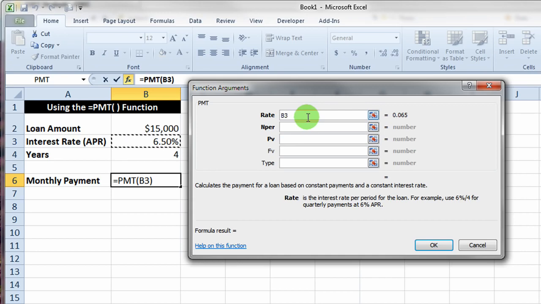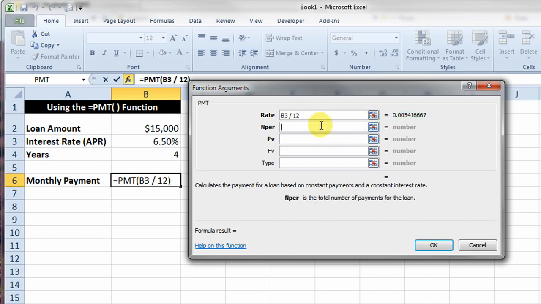So to convert that yearly interest rate to a monthly interest rate, of course, I'd have to divide that by 12, the number of months in a year. And it shows me then the number over here, which is much smaller than 6.5%, which makes sense.